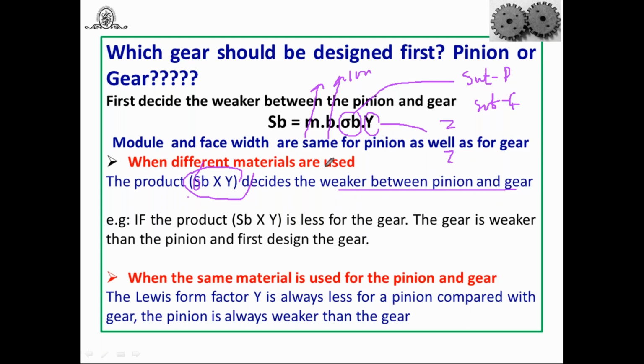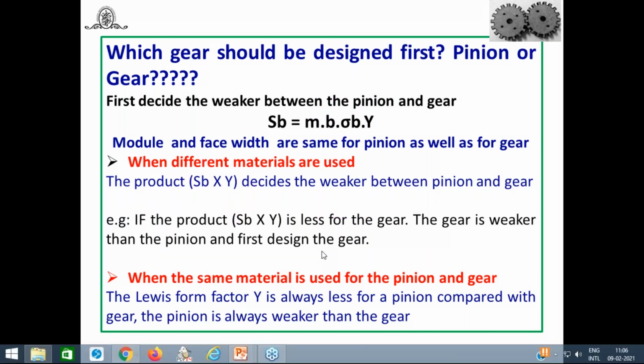Whether the pinion is weaker or the gear is weaker, therefore, when different materials are used for pinion and gear, the product sigma_b into Y, not S_B here, decides. When this product is less for the pinion, you can say the pinion is weaker. When this product sigma_b into Y is smaller for the gear, you can say the gear is weaker. In this way, you have to decide which one is weaker, pinion or gear, and accordingly you can design first.